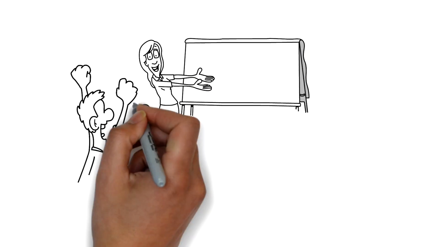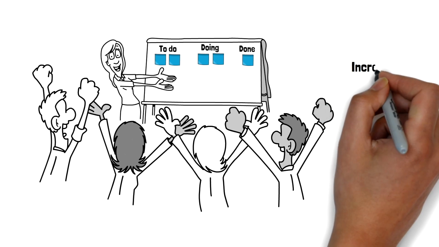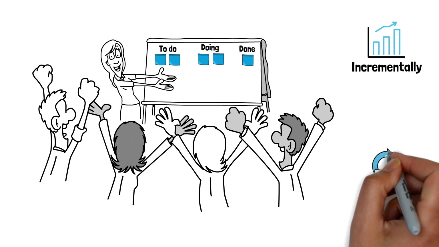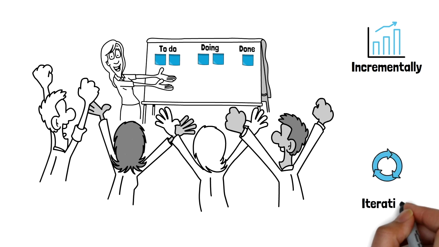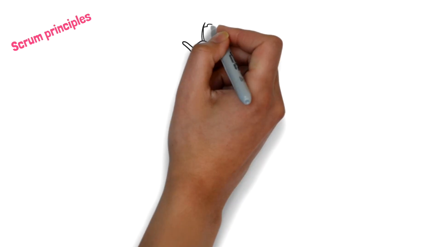Scrum is a framework for developing and delivering complex products incrementally and iteratively. It is a flexible framework that can be adapted to a wide variety of projects, including software development, product management, marketing, and even healthcare. Scrum is based on the following principles.